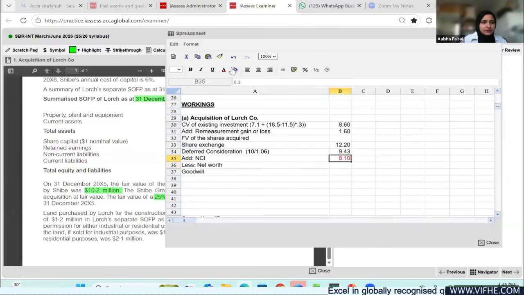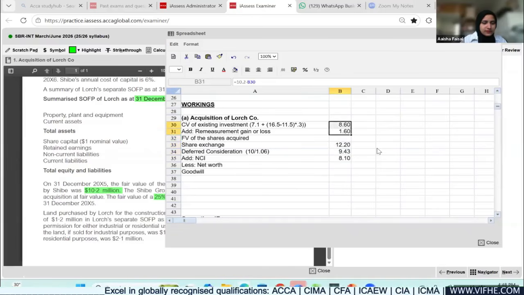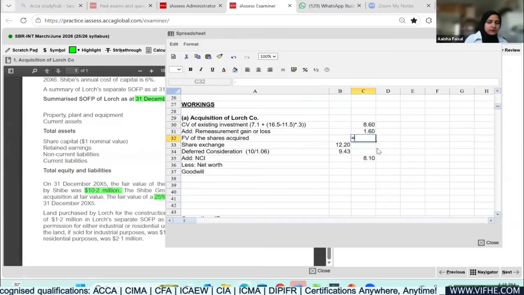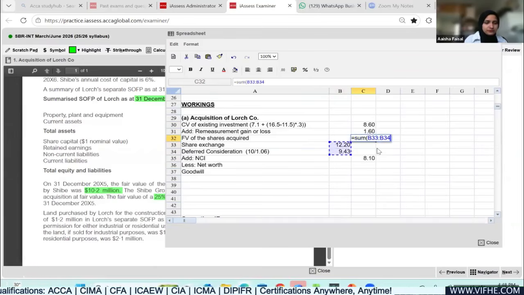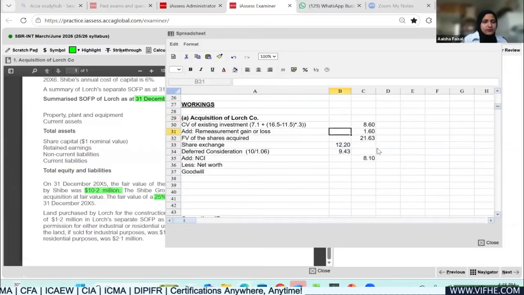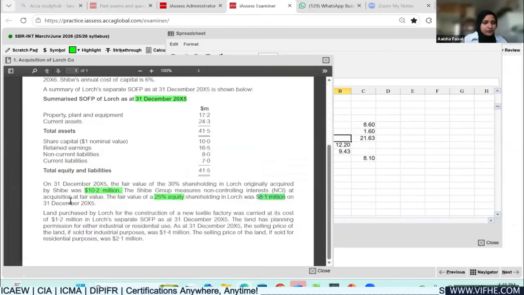Okay, we have recorded for this as well. What I'll do is, when I have my fair value, this I will take in the outer column. Further.